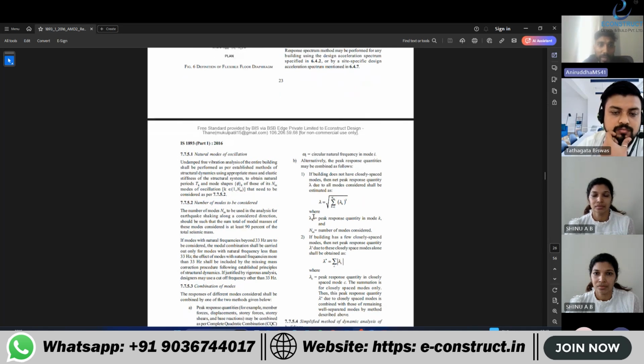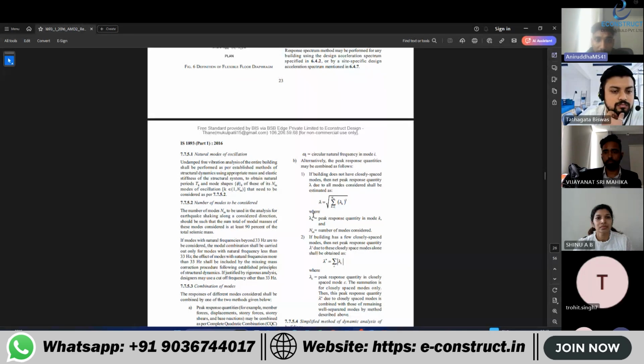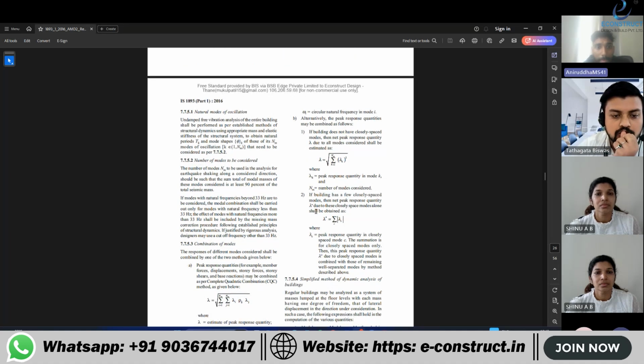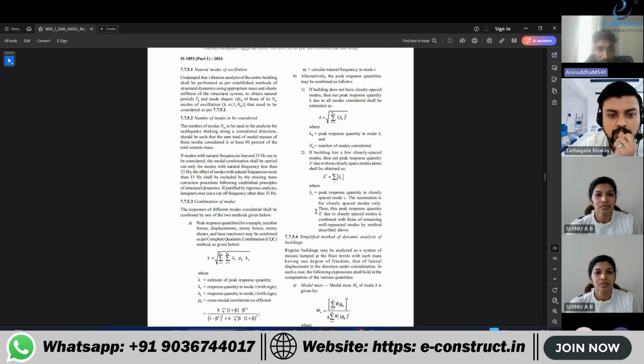In 7.7.5.1, natural modes of oscillation: undamped free vibration analysis of the entire building shall be performed as per established methods of structural dynamics, using appropriate mass and elastic stiffness of the structural system, to obtain natural periods Tk and mode shapes phi k of those of its n number of modes of oscillation that need to be considered as per 7.7.5.2, number of modes to be considered.